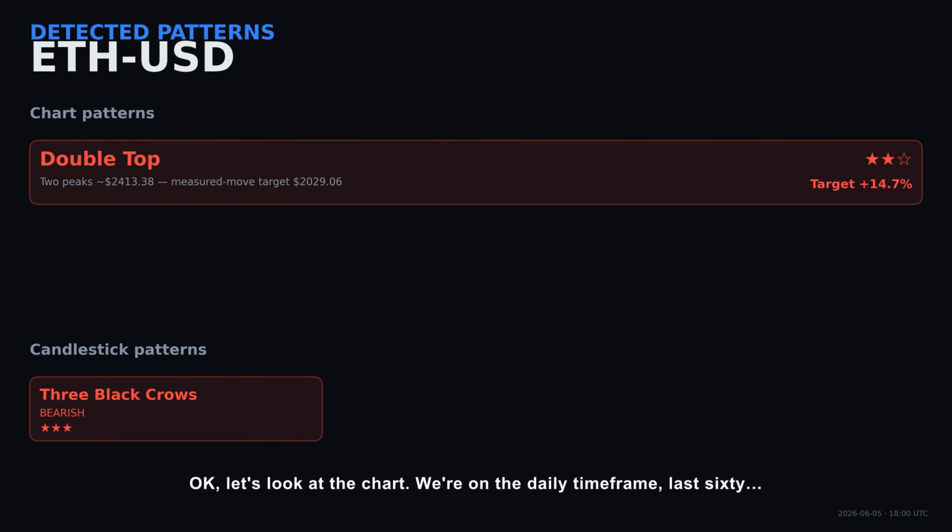Now, this is the fun part. The pattern detector picked up one chart pattern on the daily, double top. I'm going to walk you through each one in the next slides and show you exactly where they formed on the price action. Pay attention to the labeled points. Those are the swings that confirm the pattern is real.